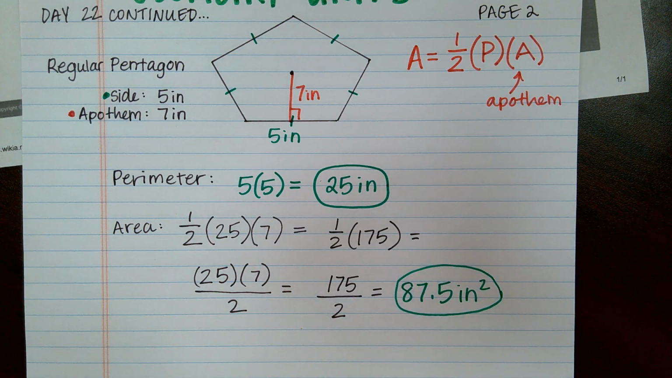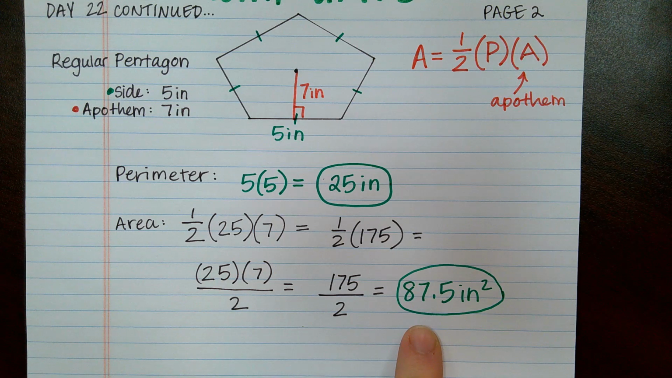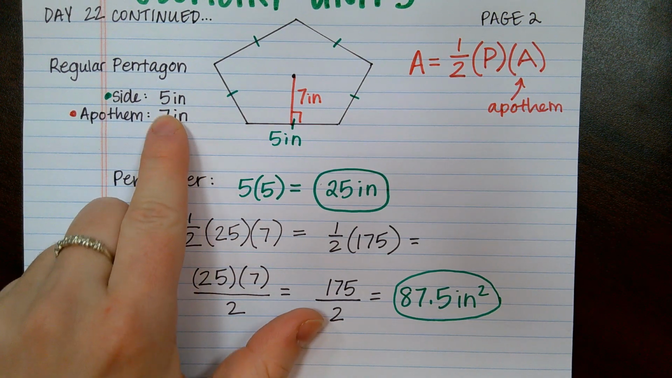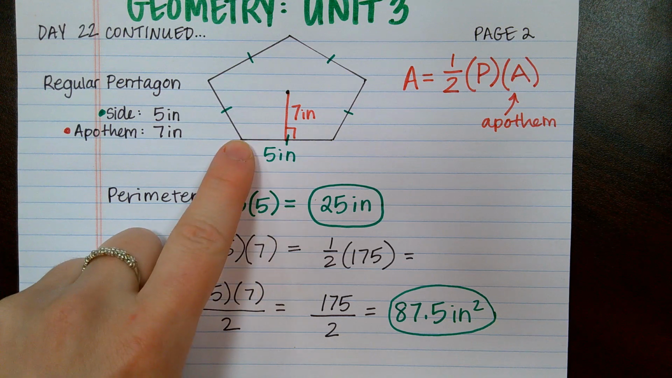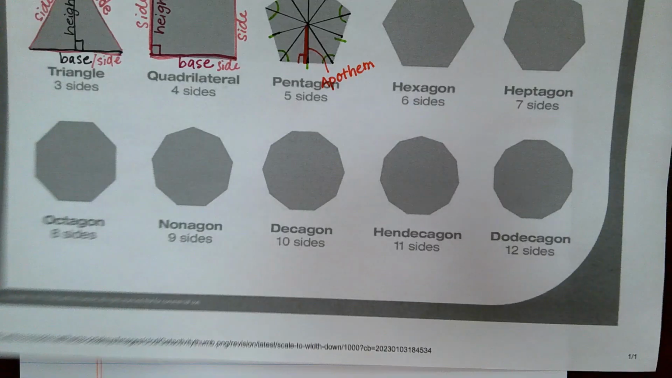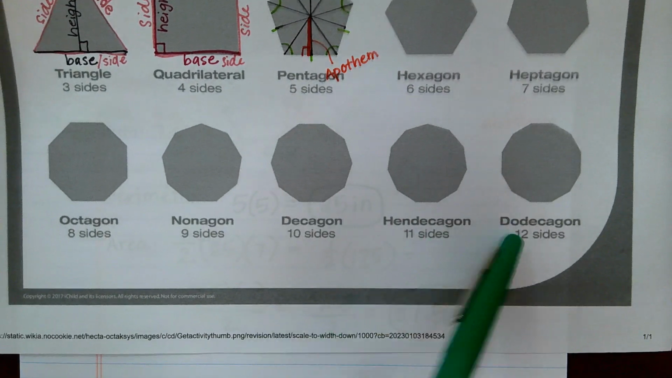Wonderful. Okay, so we can use this formula for any shape at all, as long as it's a regular polygon, depending on the side length. The only thing that's going to change here is how we find the perimeter. Instead of taking our side times 5 for a 5-sided shape, a pentagon, what if we had, let's look at our little paper I gave you, what if we had a dodecagon?